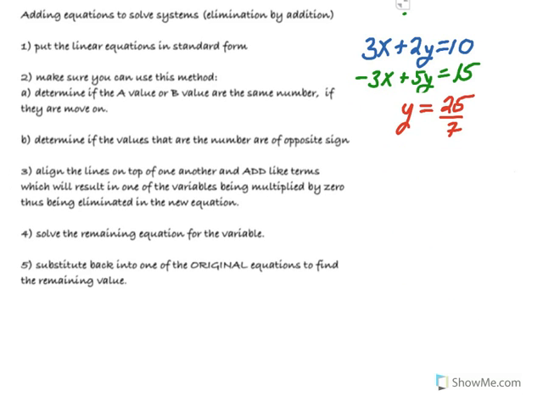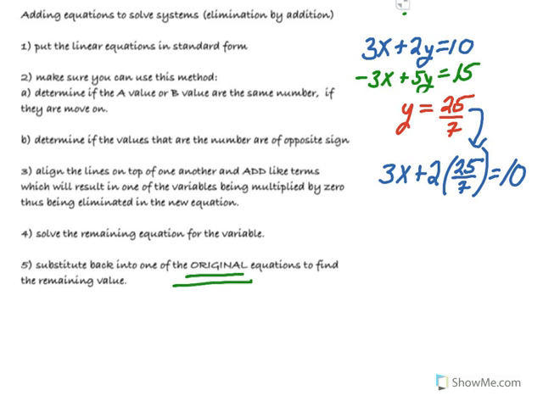The next thing we're going to do is substitute back into the original equations to find the remaining value. We need to make sure we go back to the original equations. So choose one of the two, the blue one or the green one. I'm going to choose the blue one, just because 2 is smaller than 5, and it's going to be easier to multiply. So we substitute the 25/7 in for the y value, then solve the equation to find x.